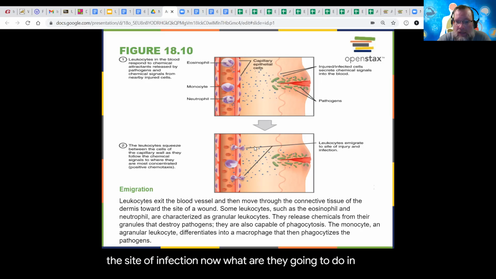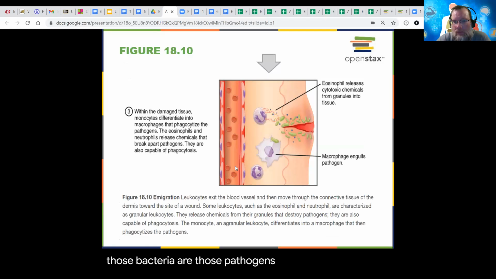Now, what are they going to do in this area? Well, multiple things. A lot of these white blood cells have chemicals. So the granulocytes can release some granules that release some toxic chemicals that kill those bacteria or those pathogens. Others, so we can see this eosinophil releasing granules with cytotoxic chemicals. Then we have the macrophage. This is probably going to be a monocyte. Notice there's no granules. It's very large, so the monocyte's going to come in and kind of engulf and eat the pathogen.